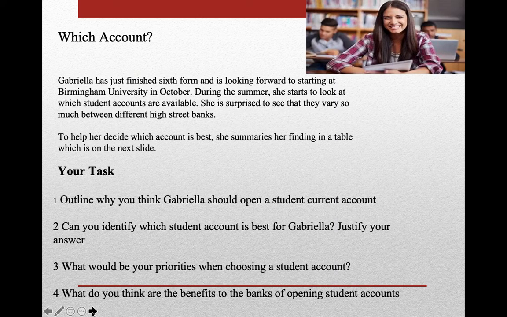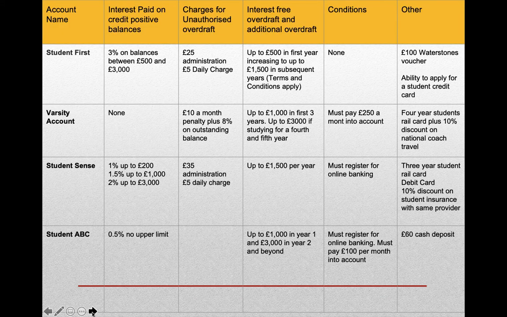Okay, so this is your extension activity where you've got Gabriella, who has just started at Birmingham University, and she's given you some information about what type of current account she's found on the next page. So outline why you think Gabriella should open a student current account. Can you identify which student account is best for Gabriella? Justify your answers. And what would be your priorities when choosing a student account? What do you think are the benefits to the banks for opening student accounts? So here is the slide.